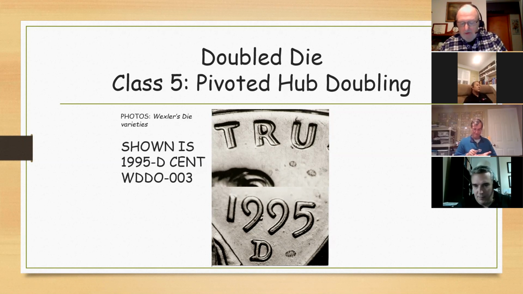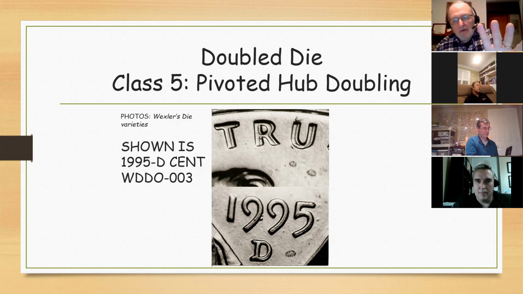If the pivot point is at 12, there will be no doubling at 12, and the strongest doubling will be at 6. So the 6 hours on the clock, or the 6 points on the clock, is usually what separates. If it's at 12, the heaviest will be at 6. If the pivot is located at 3 o'clock, the heaviest will be at 9 o'clock.